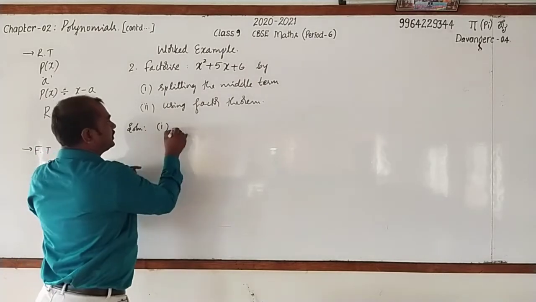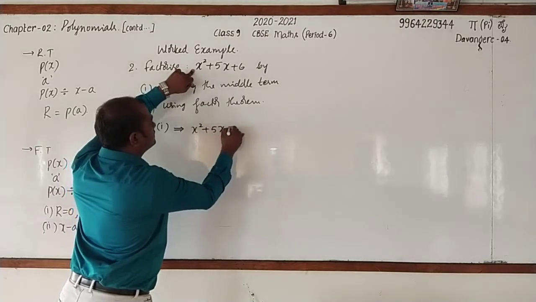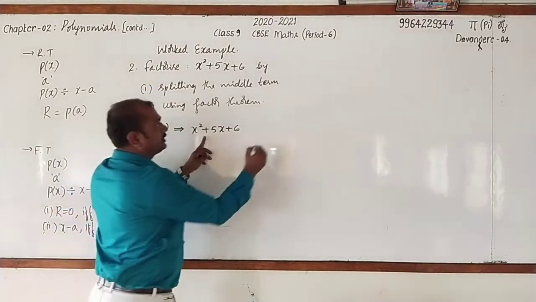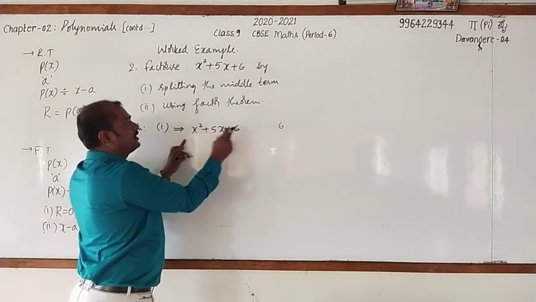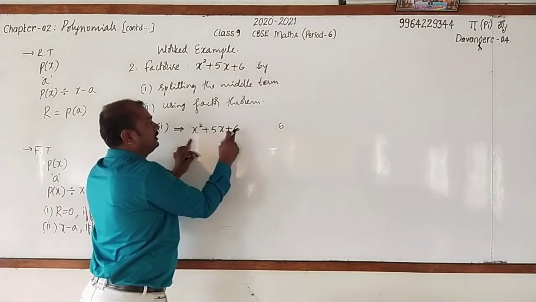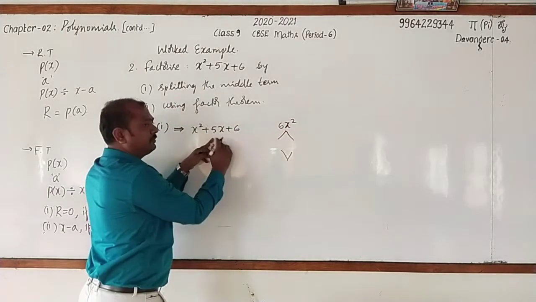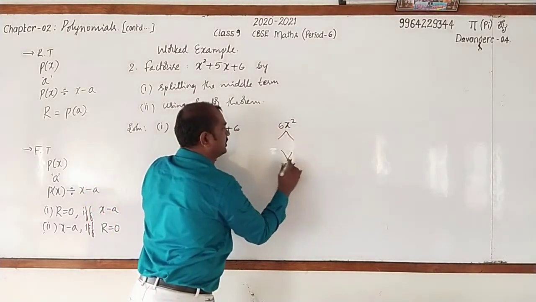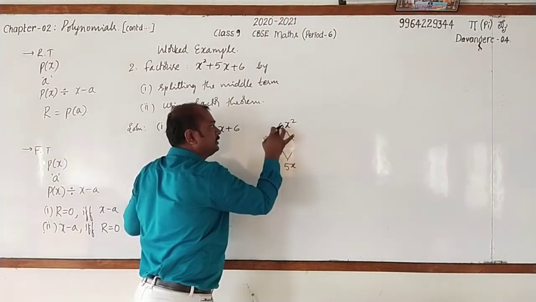First method. In this, x square plus 5x plus 6. Splitting the middle term. I take the first and last term and multiply them. x square into 6, 6x square. What is the middle term? 5x. Then you have to take the factors such that when you multiply you should get 6.